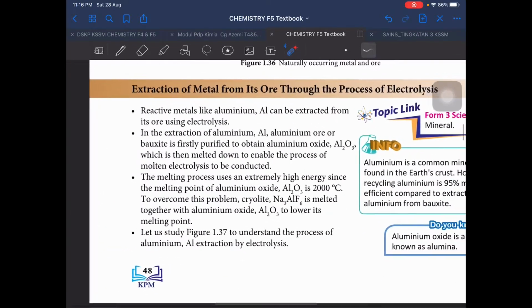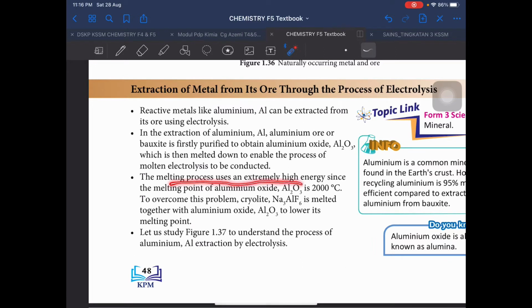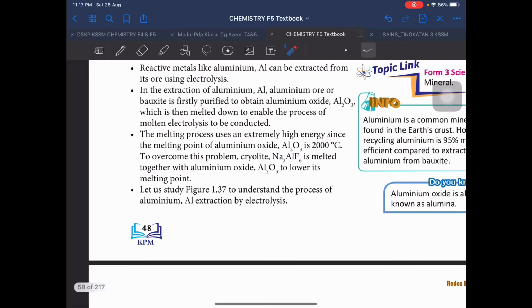Okay, so let us look at this one. The melting process uses extremely high energy since the melting point of aluminium oxide is 2000 degrees Celsius. Aluminium is what we need to extract, and aluminium is a type of metal, right? Of course to melt it we need a very high temperature, 2000. So to overcome this problem, which problem? Because it uses extremely high heat energy, a lot of electricity will be used. So how to overcome this problem?